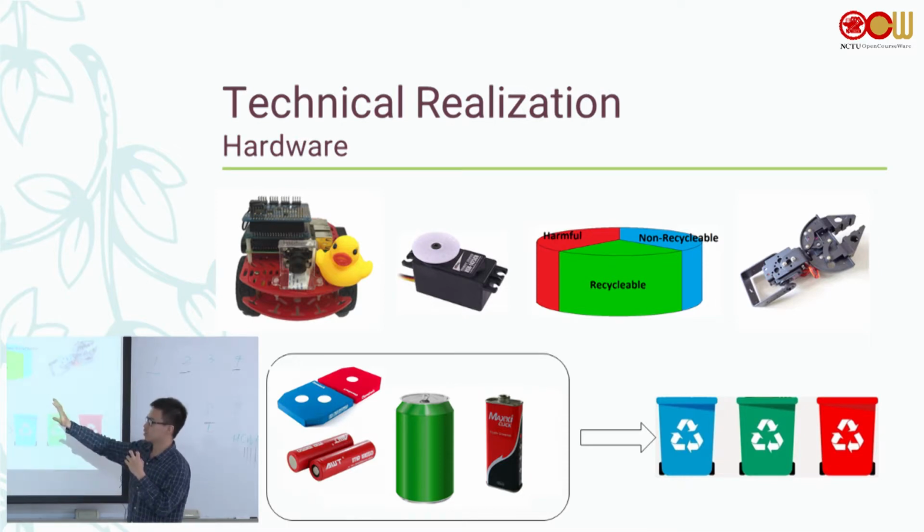This is the diagram we are proposing for the hardware part. We are using DuckyBot, servos, and our own designed cart and our own designed gripper. This is just an illustration of our gripper. And the most important thing is the objects we are going to pick. Because it is separated into three, we are choosing three colors: red, green, and blue.